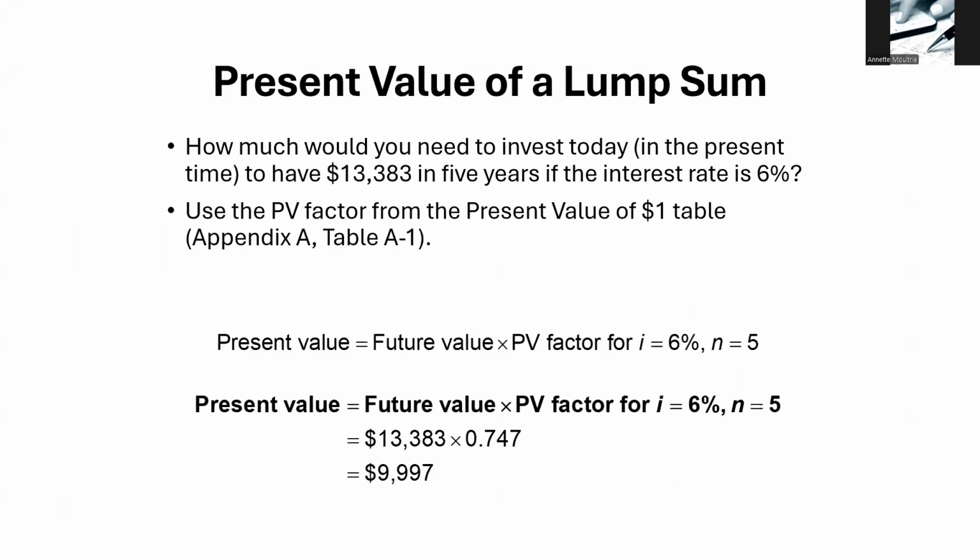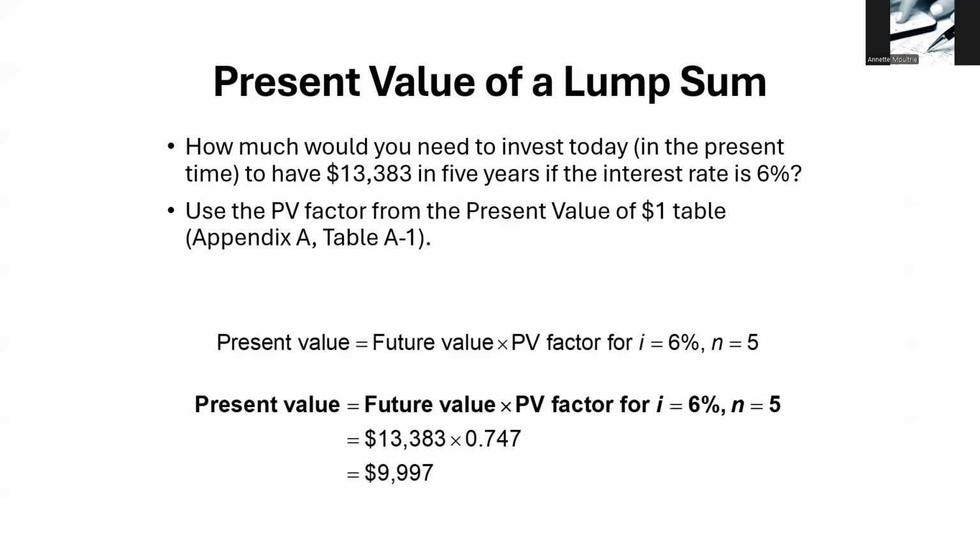How much would you need to invest today, in the present time, to have $13,383 in 5 years if the interest rate is 6%? Again, we would use the table, the PV present value factor from the present value of $1 table that's located at the end of your book. So the present value is equal to the future value times the present value factor for I equals 6%, N equals 5.